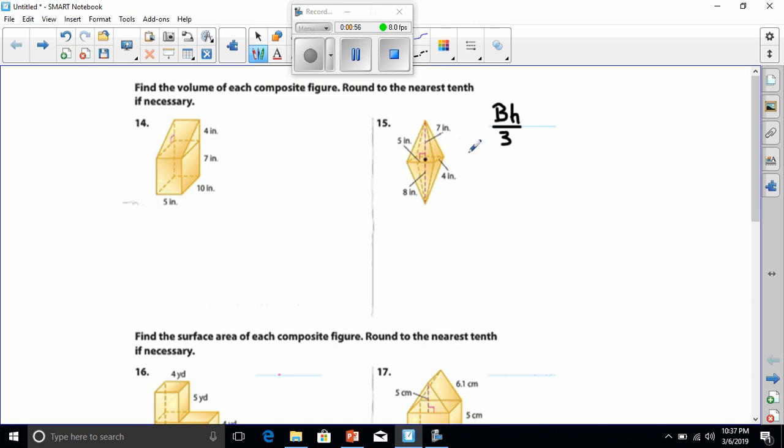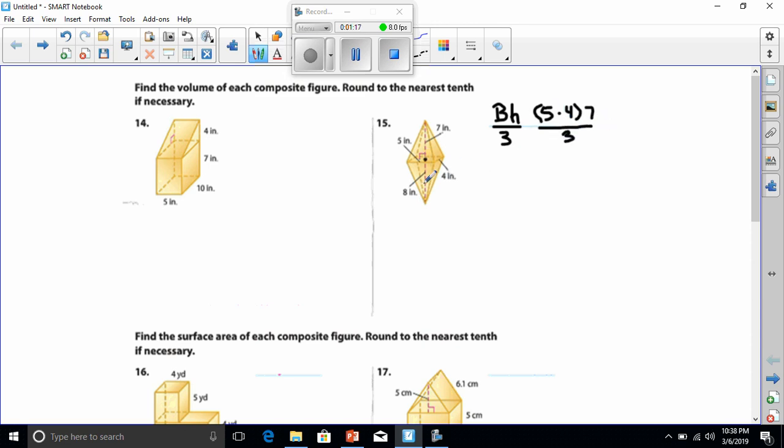So that's going to be 5 times 4 for my base. Multiply that to the height, which is 7. And then dividing all that by 3.